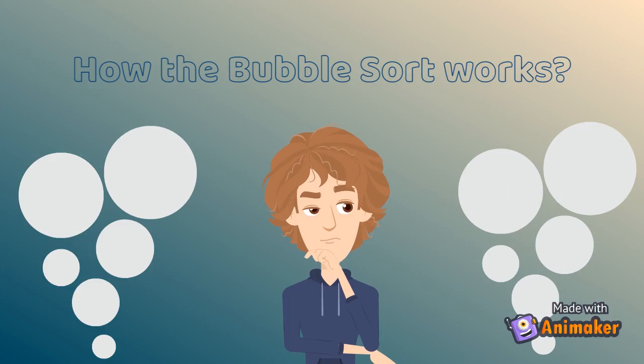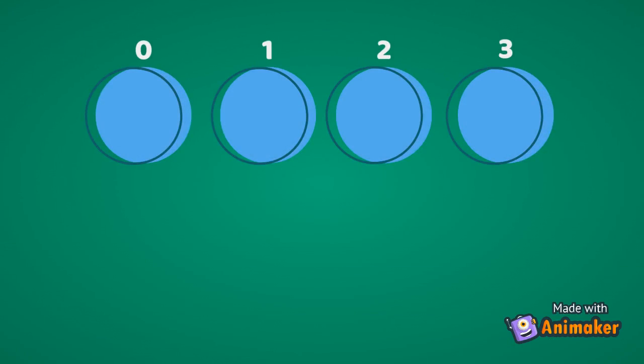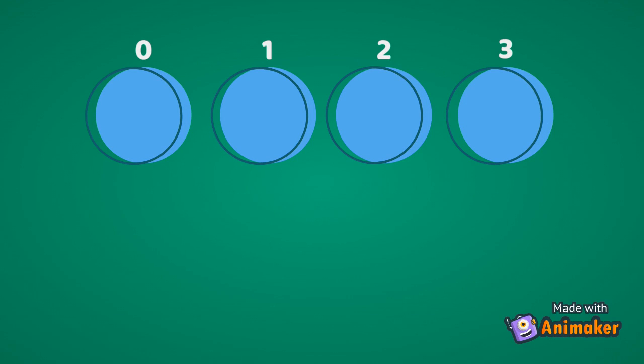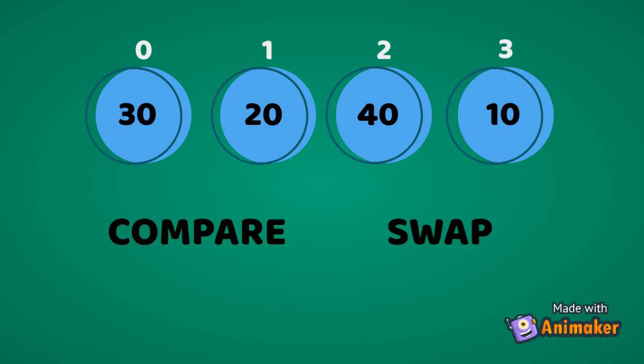Let's now proceed to how the bubble sort works. Suppose this is an array. Now, let's put any random numbers inside of it: 30, 20, 40, and 10. Bubble sort is a simple sort algorithm. What we should do is just compare and swap numbers, to be able to sort it ascendingly.